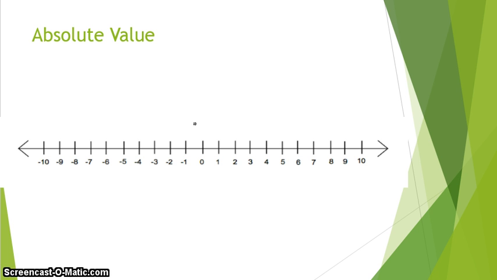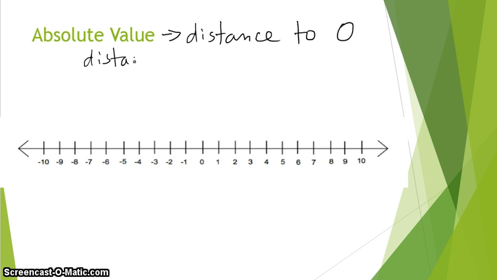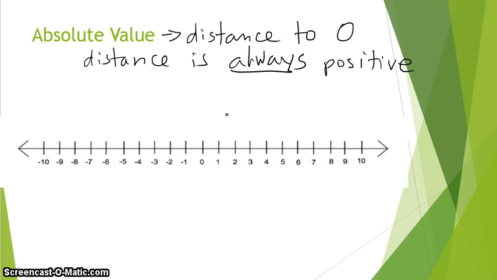All right, let's talk about absolute value for a moment. Absolute value is distance from that number to 0. That's all it means. So distance to 0. It doesn't matter if that number is positive or negative. Distance is always positive. So write that down. Distance is always positive. So just like you cannot drive negative 30 miles to Reading or walk negative 5 miles while hiking, distance is always positive.